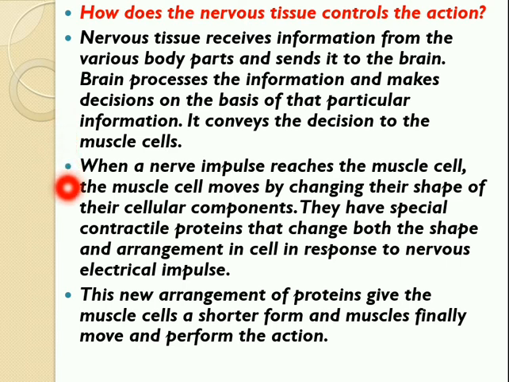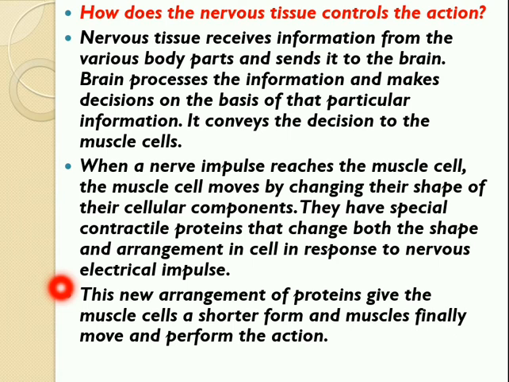Now see how muscle cells perform an action. What changes occur in the muscle cells? When a nerve impulse reaches the muscle cells, they move by changing the shape of their cellular components. You know, muscle cells have a special contractile protein that changes both the shape and the arrangement in the cells in response to the nervous electrical impulse. Means when the impulse reaches the muscles, inside the muscle cells the contractile proteins help in changing the shape and size of the muscle cells, and the muscle cells show the appropriate action.